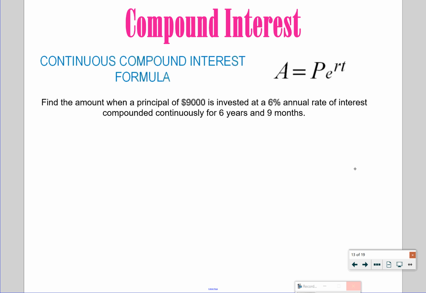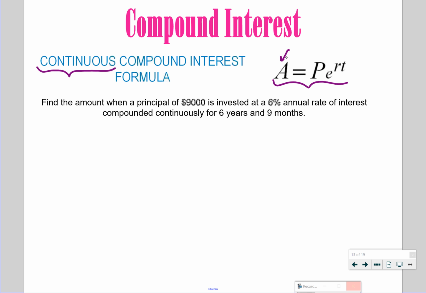And there are lots of different ways that you can compound interest. Annually, 1 time a year it's calculated. Semi-annually, 2 times a year. Monthly, 12 times a year. Daily, 365 times a year. When we're compounding continuously, we're constantly taking the interest and putting it into the bank and being able to earn interest on that. And we use this formula.